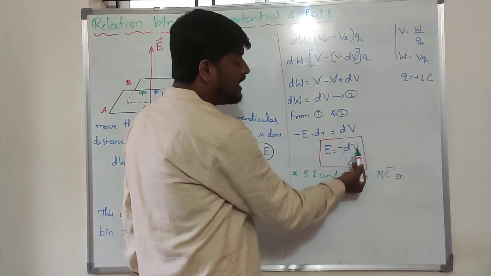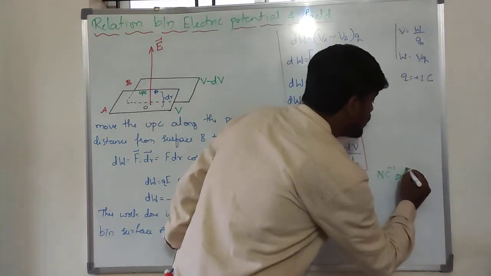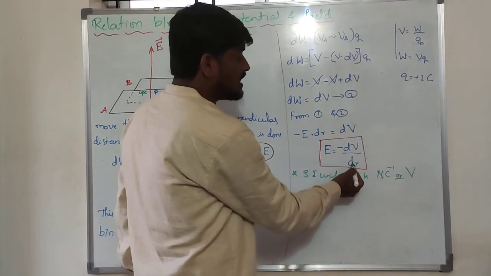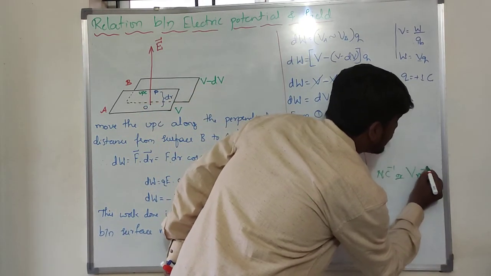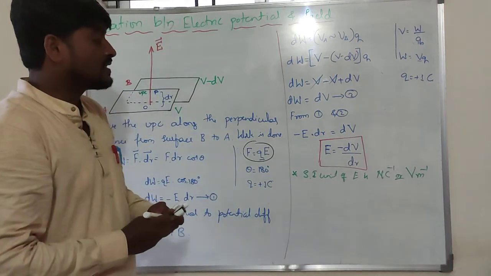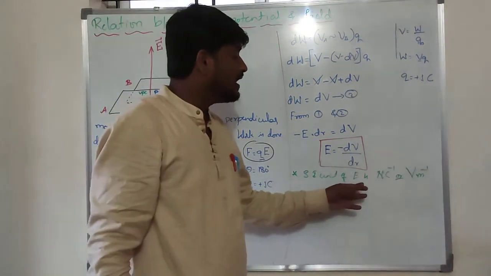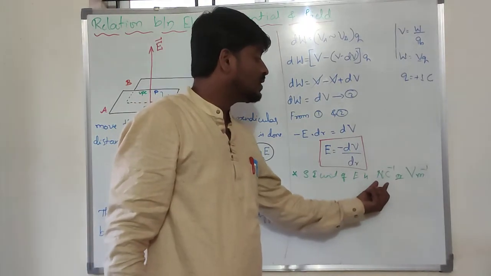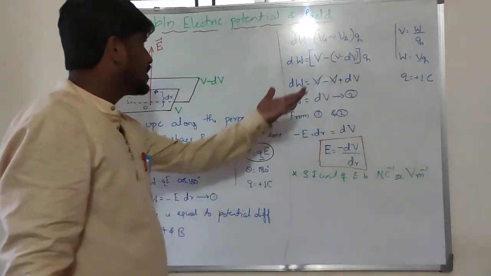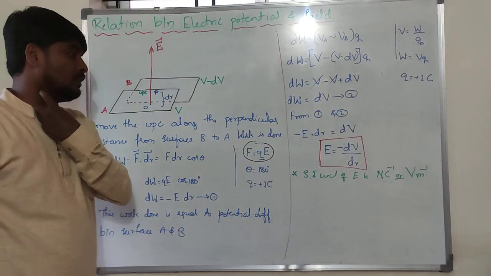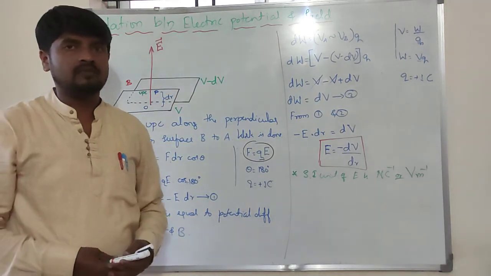What is the value of dV? The SI unit of dV means what? Small change in the voltage, so it becomes volt. Distance, meter, volt per meter, so I can write here volt per meter. This is one more SI unit. That is why in the previous chapter I said SI unit of electric field is expressed in two ways. That is, one is Newton per Coulomb, another one is volt per meter. So now with this we are completing the equipotential surfaces and the relation between electric potential and the electric field. Thank you.